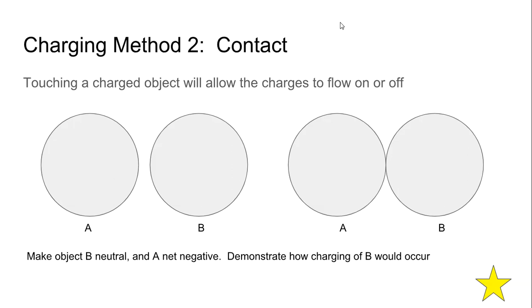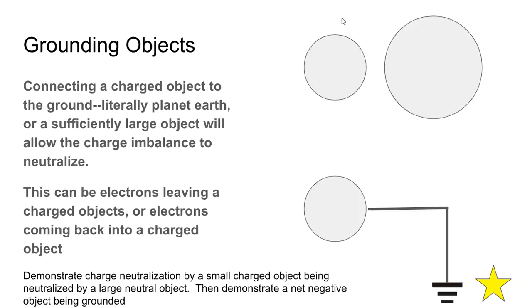The second method is charging by contact. So I want you to make object B neutral and A net negative. Demonstrate how charging of B would occur. What would happen when you touch the two together if A had more negative charges than it should have? So it's mostly negative. Would they both wind up being negative? One negative, one positive? Would the resulting charge be stronger or weaker than the original? And this is something we'll take up in class.